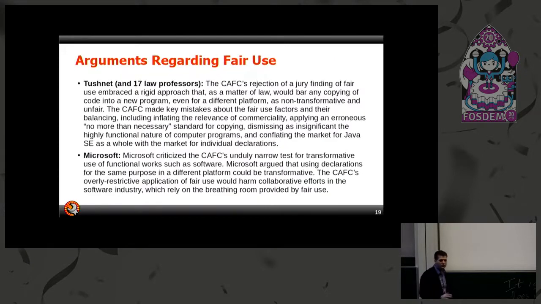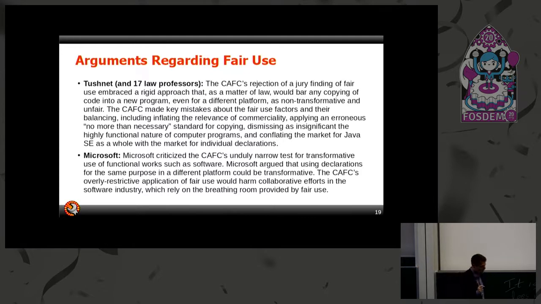Now, turning over to fair use, if you want to look at the definitive fair use amicus brief, it is Professor Rebecca Tushnet's and 17 law professors' brief. They went through and they completely eviscerated the Federal Circuit's logic in terms of the rebalancing of the fair use factors. There are four fair use factors. They said, you know what, they got them wrong on all of them.